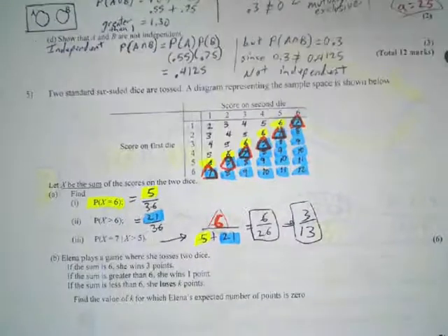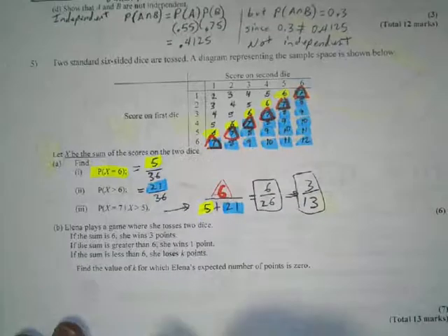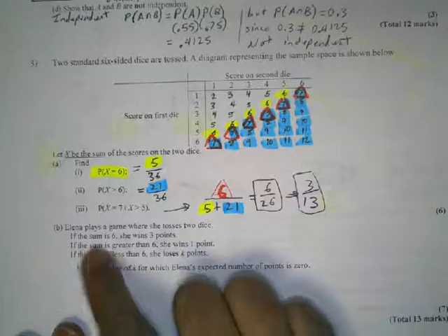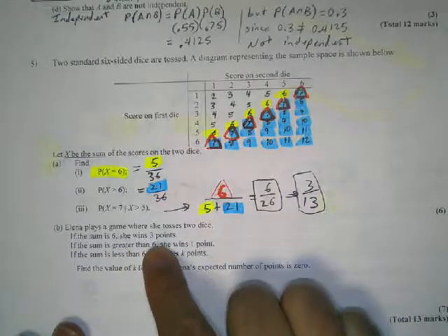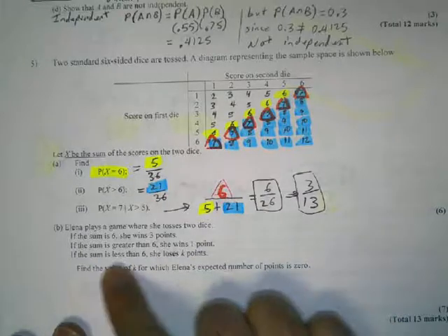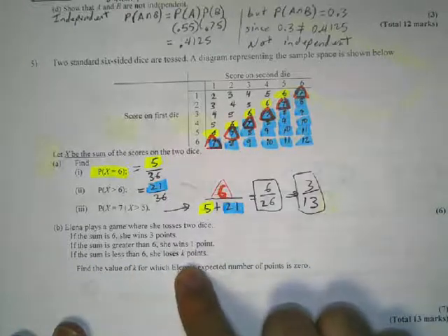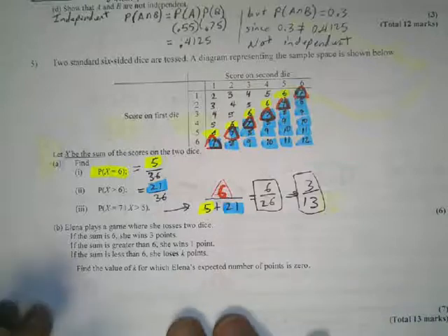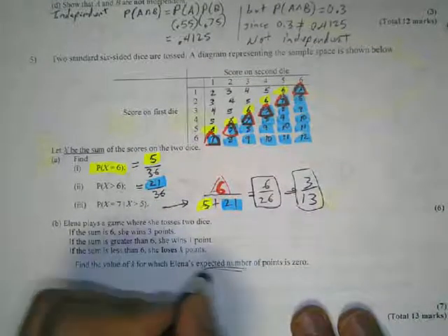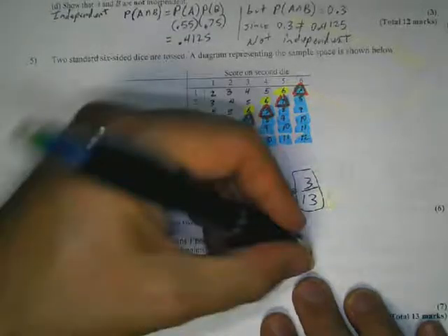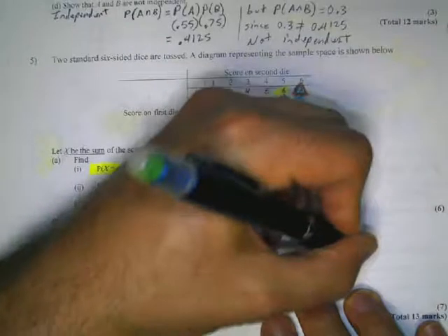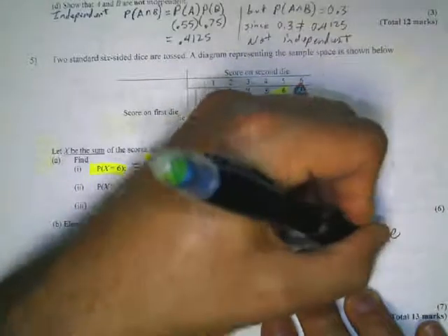Okay, last question on this page. Elena plays a game where she tosses 2 dice. If the sum is 6, she wins 3. If the sum is greater than 6, she wins 1 point. If the sum is less than 6, she loses k points. So we're going to try to find the expected value, and if the points is 0, so we know this is a fair game, if there is no expected win.